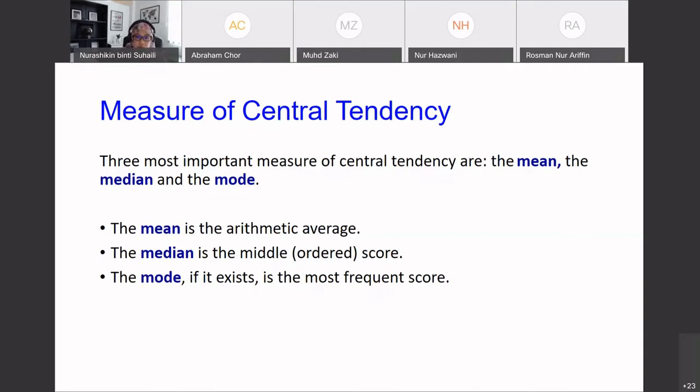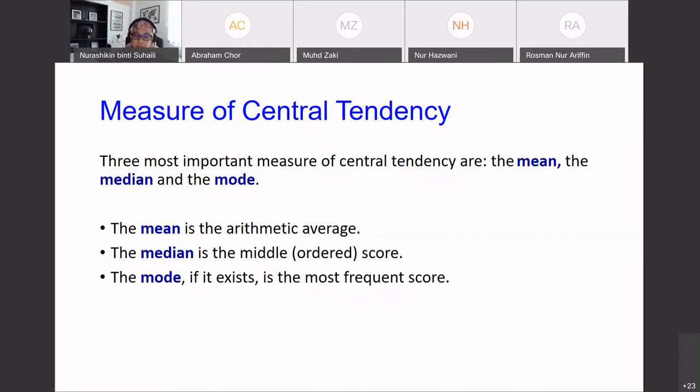Right, we move to the next topic, measures of central tendency. This is just a revision for you. Under central tendency, we talk about what is the mean or average, how to calculate the average, median, and also mode. So those are the 3 important parameters under measures of central tendency.